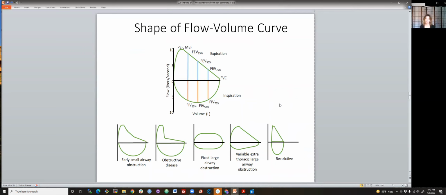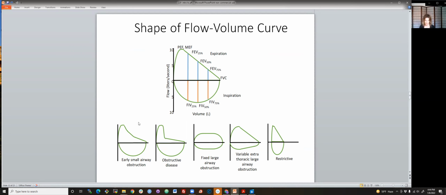Okay, now remember I was mentioning that the shape of this flow volume curve is really important. It can tell you a lot of stuff, even without looking at numbers. The one on the top is what you saw earlier, and it represents a normal looking flow volume curve.